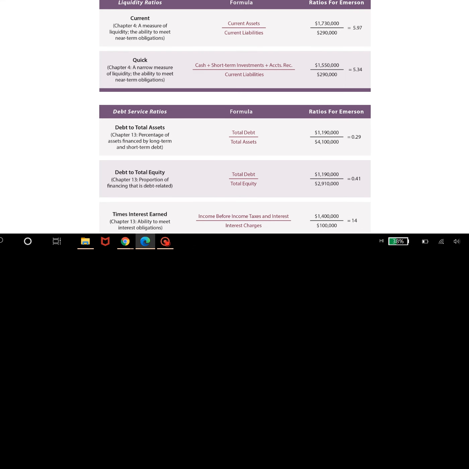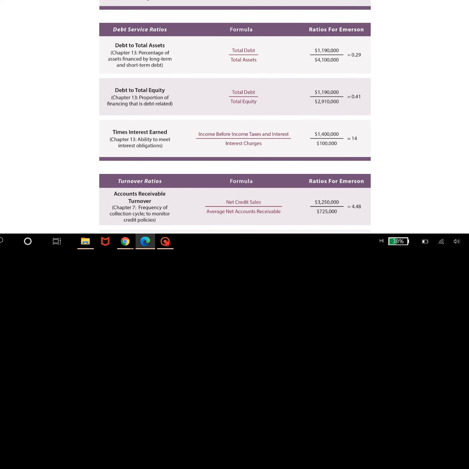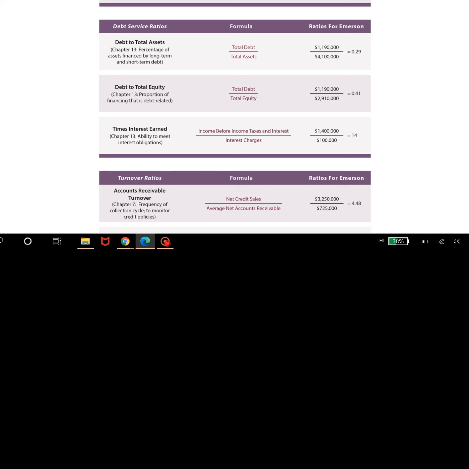Now, after the liquidity ratio, we have the debt service coverage ratio or the debt service ratio. In this, we look at the proportion of debt to various components, say total assets, total equity, and the interest to debt ratio. First of all, we have debt to total assets. In this, we look at what percentage of assets are financed by long term and short term debt. So you include both long-term debt and short-term debt and divide it by total assets to obtain the debt to total assets ratio.